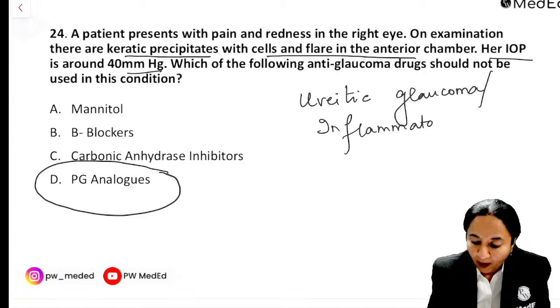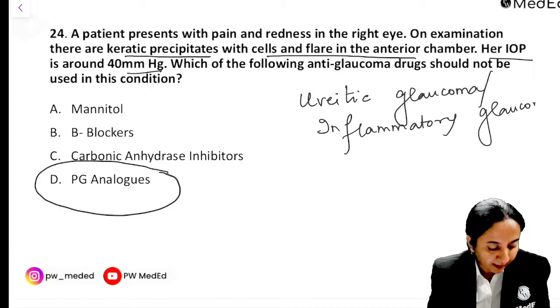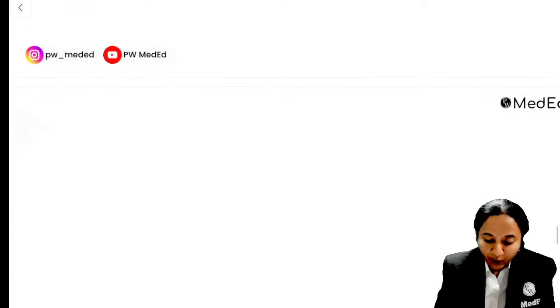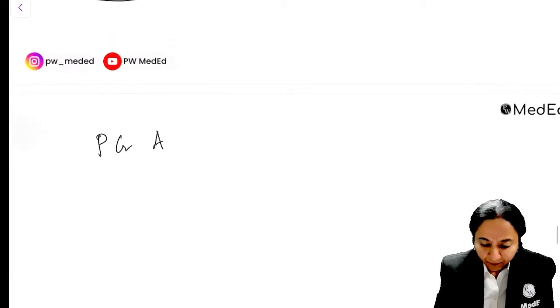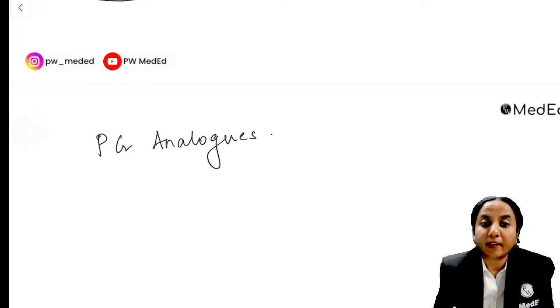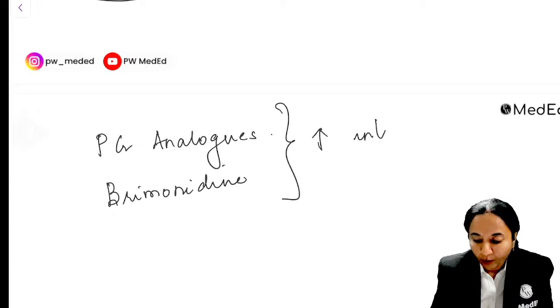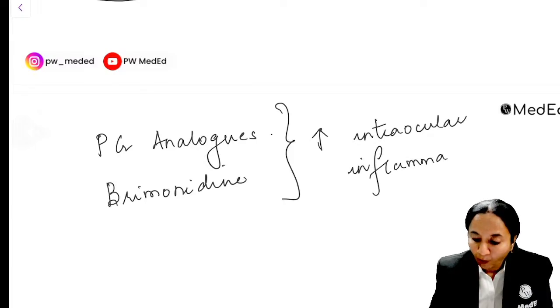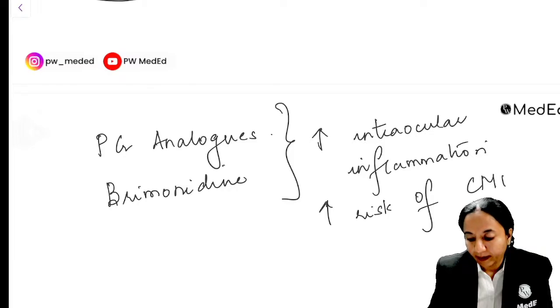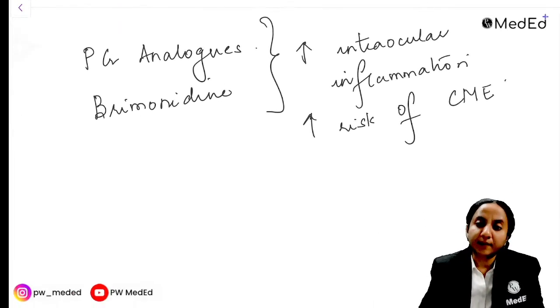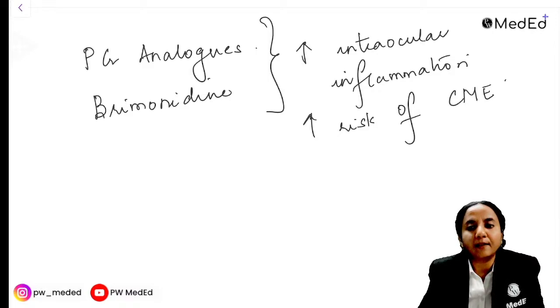Now, in uveitic glaucoma or inflammatory glaucoma, which are the classes of drugs that should not be given? One of them is PG analogs, because they increase the intraocular inflammation. Similarly, brimonidine, that is alpha receptor agonist, should also not be given, because both of these increase intraocular inflammation, and also both of them increase the risk of cystoid macular edema. One of the complications of prolonged uveitis is cystoid macular edema, and these drugs are known to increase the risk of CME. So that's why these two drugs are contraindicated.